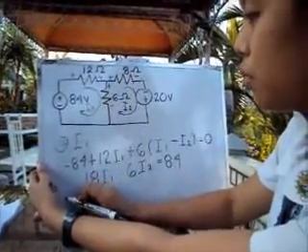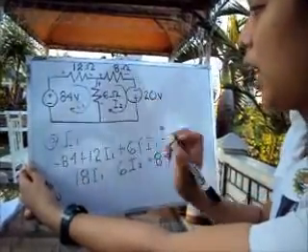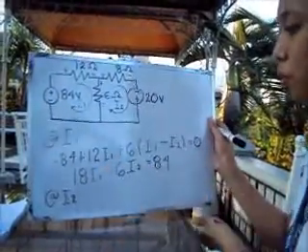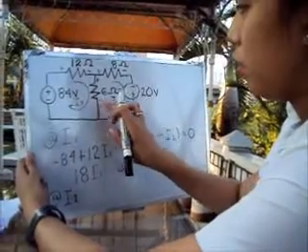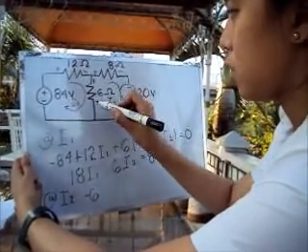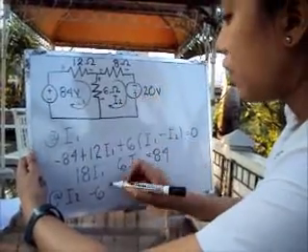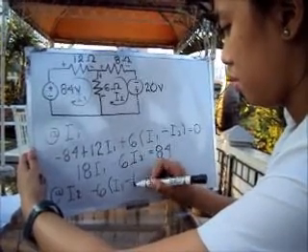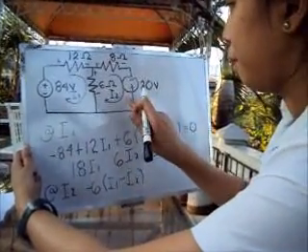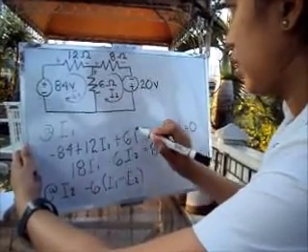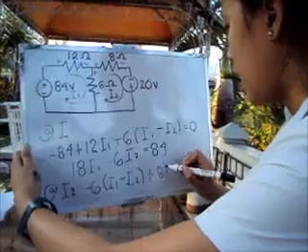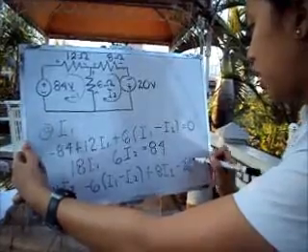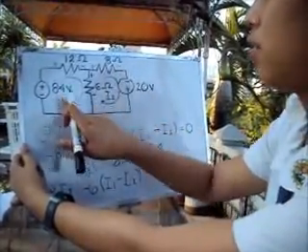So now we will use KVL at the right hand mesh, which is I2. So it will be negative 6 because we first pass through the negative side, times, it is in the middle again, I1 minus I2, then we will add 8 I2 and then subtract 20. It is only 20, it doesn't have I2 because it is already a voltage.